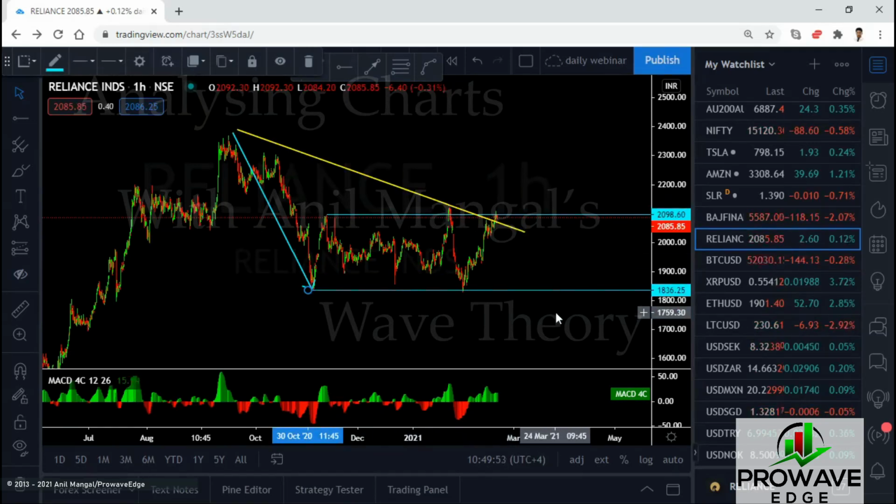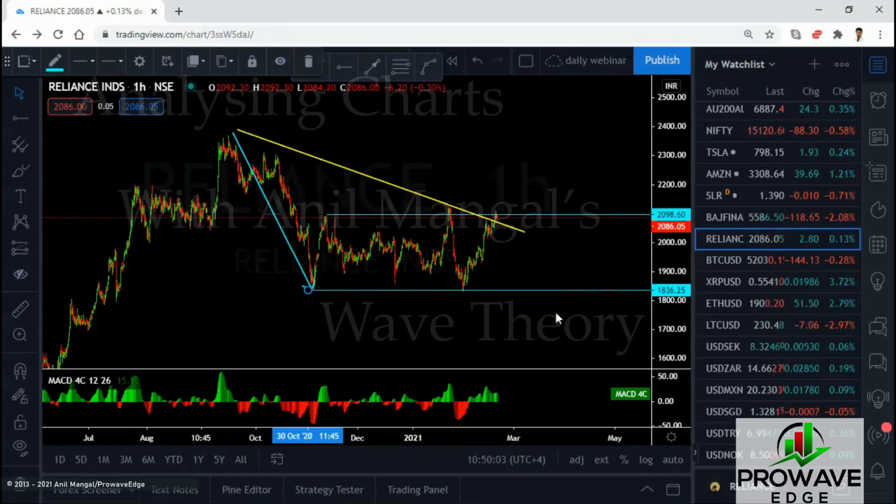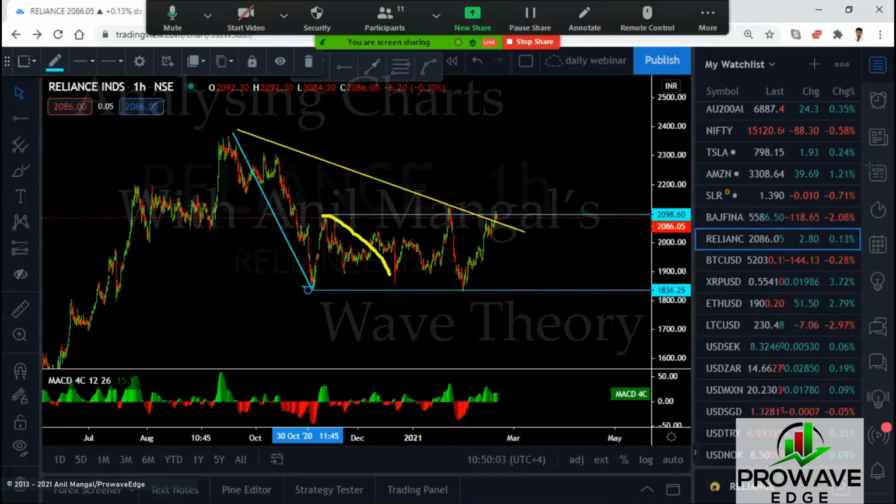Two things you can consider. Either this was the end of the structure and this one is trying to go back up. So this would be the flat 1, 2, 3. Or we're making a running flat in here. What does that mean? That means that this bigger one, 1, 2, 3, is an expanding flat. And this one is a 1, 2, 3 for a running flat. And we will come back here. Right? That is one possibility.